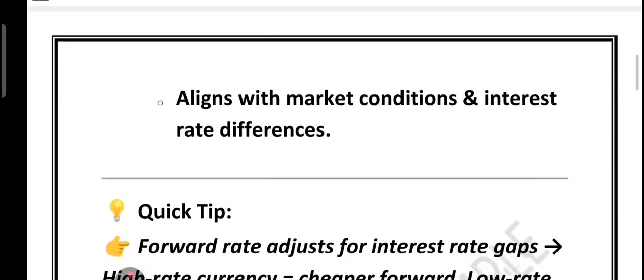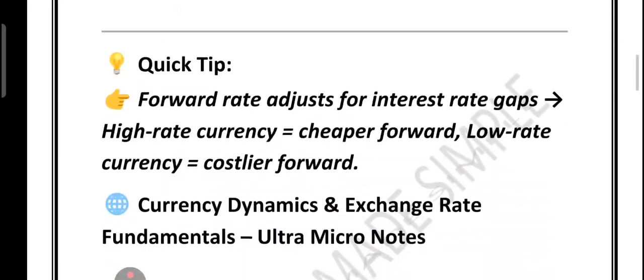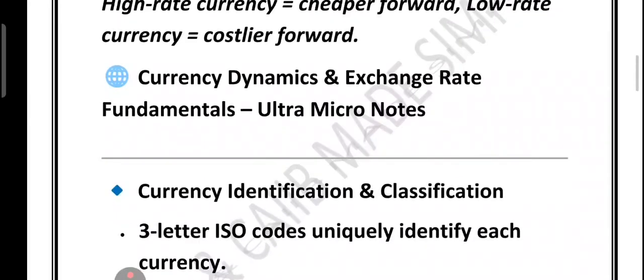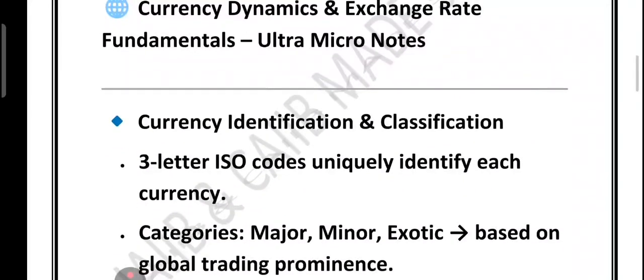And if it is an indirect quotation, then you have to do the opposite. So remember, the forward rate adjusts for the interest rate gap. Higher rate currency, cheaper forward. Low rate currency, costlier forward. Please remember this point.